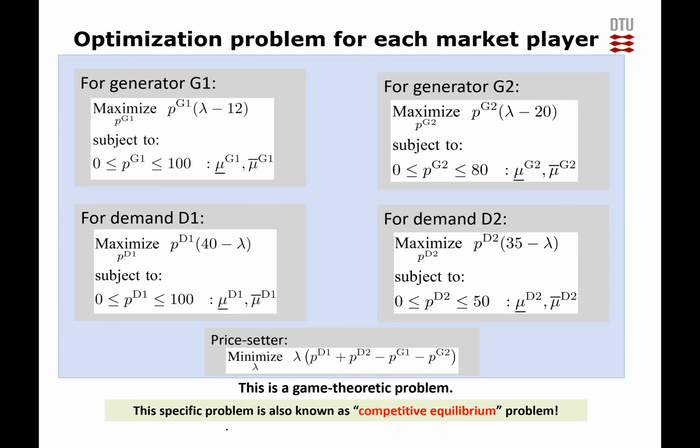This is a specific problem. It's also known as competitive equilibrium because it refers to market economy. It refers to the market clearing problem. So we call it competitive equilibrium. If you see the term competitive equilibrium in papers, we are talking about the market clearing problem as an equilibrium problem.